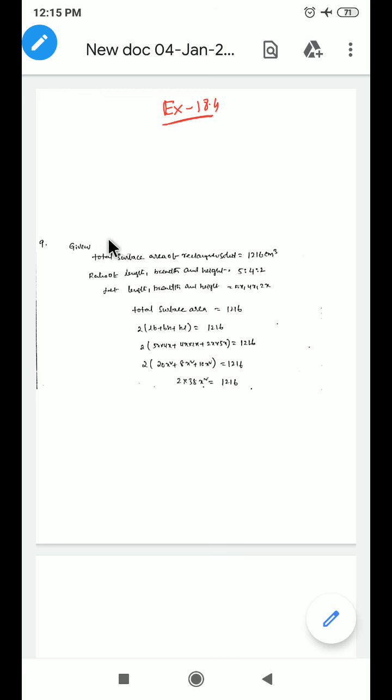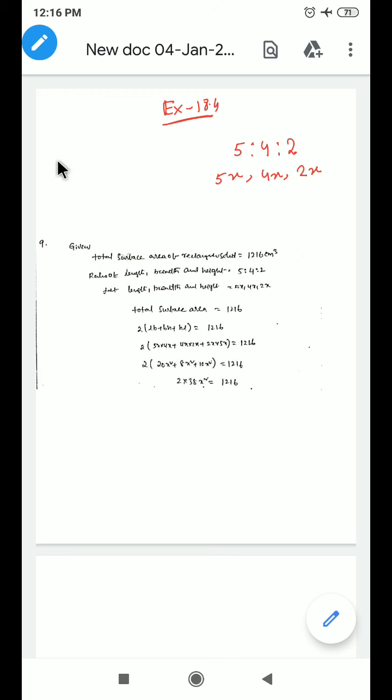The length, breadth and height of a cuboid are given here in the ratio 5:4:2. So take the length as 5x, breadth as 4x and the height as 2x. Then if the total surface area is 1216 cm², find the volume of the solid.